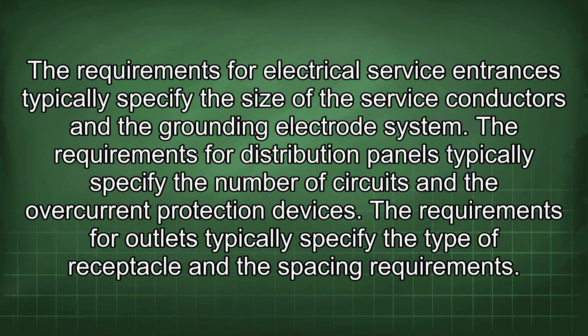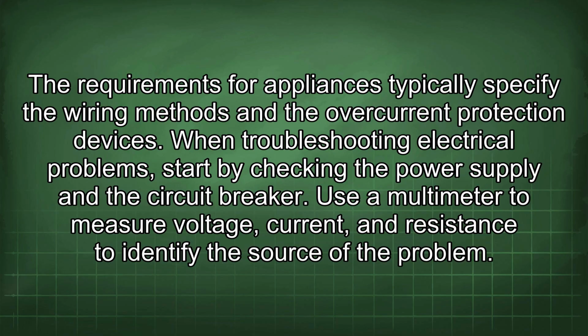The requirements for electrical service entrances typically specify the size of the service conductors and the grounding electrode system. The requirements for distribution panels typically specify the number of circuits and the overcurrent protection devices. The requirements for outlets typically specify the type of receptacle and the spacing requirements. The requirements for appliances typically specify the wiring methods and the overcurrent protection devices.